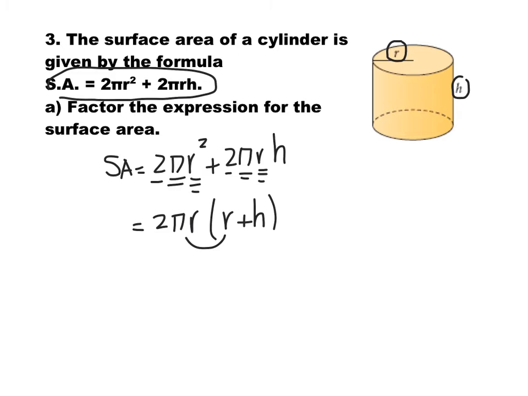To test, I'm going to distribute here 2 pi r times r squared. R times r is 2 pi r squared. 2 pi r times h is 2 pi r h, which is again the original surface area.